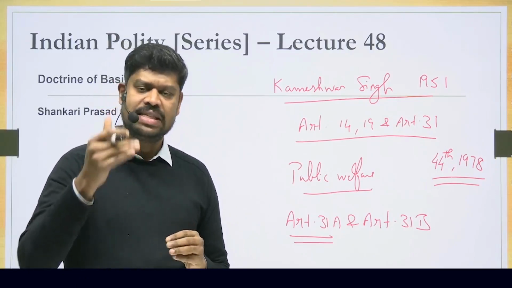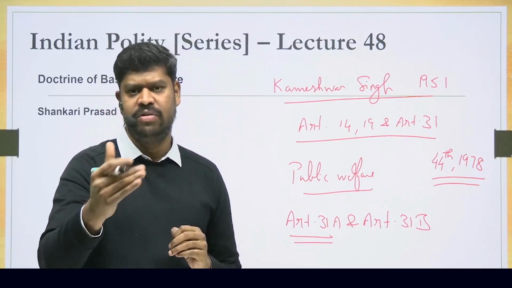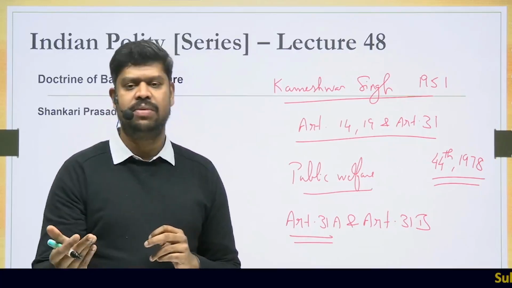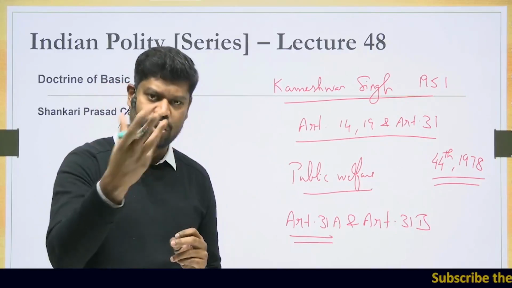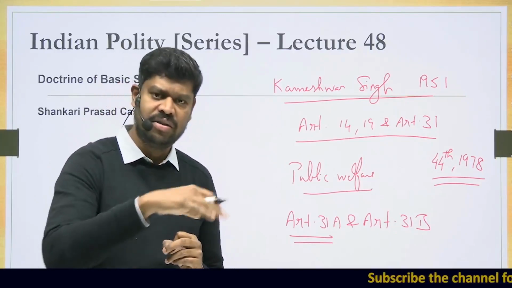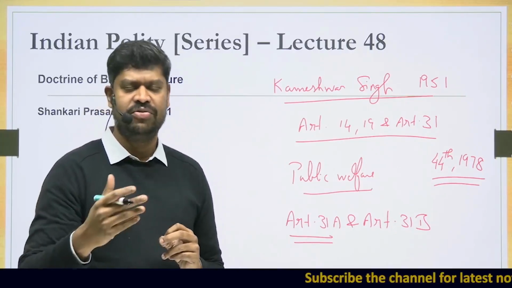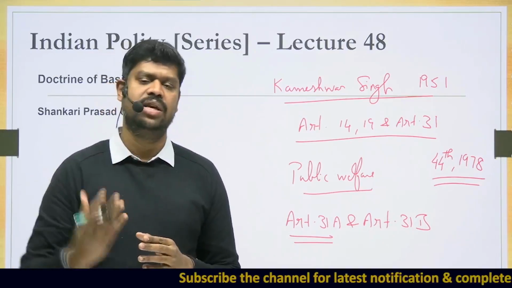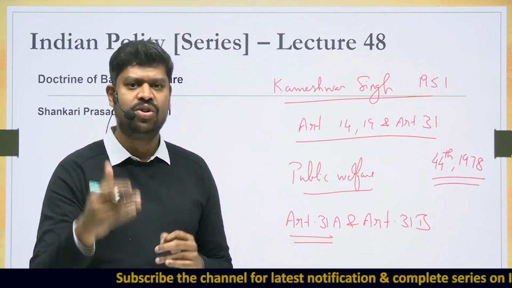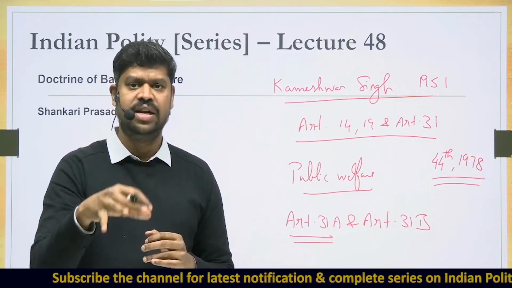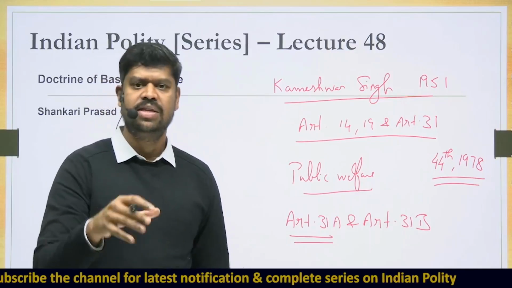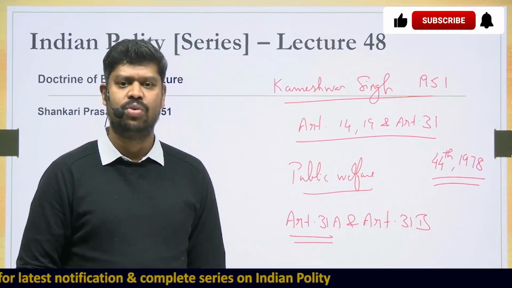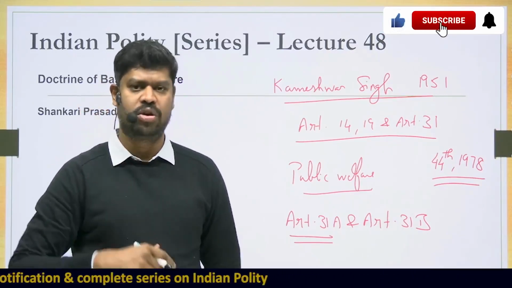So if the state is making any law where it is trying to make land reforms, trying to abolish the zamindari system, trying to acquire the estates, or regulating the way the estates are to be managed, then in these areas, not in other areas, even if the law is found to be violative of Article 14, 19 and Article 31, still it cannot be challenged in a court of law.